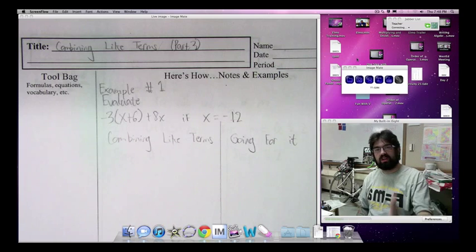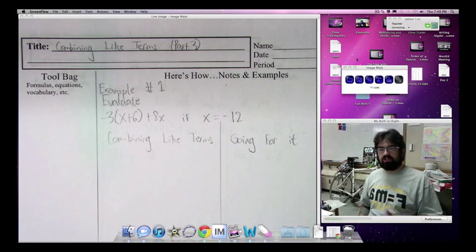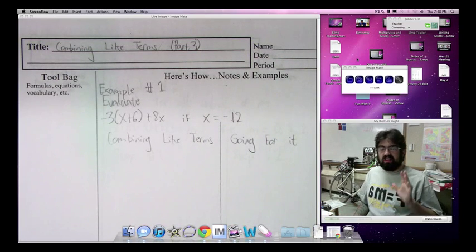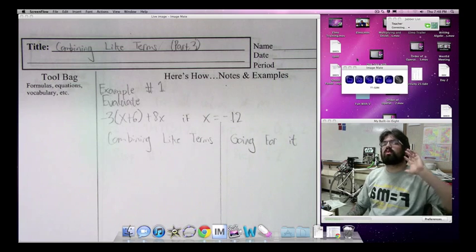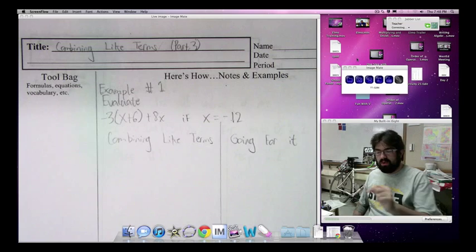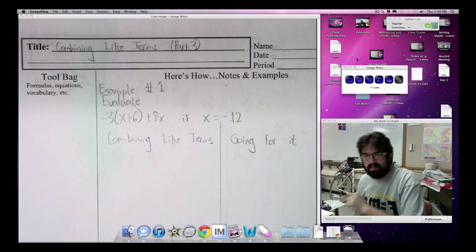Well, when we get into combining like terms with equations, that's another story. But this part right here is great because of what I'm going to show you for example number 1 and 2. When we get to unit 6, we're going to do this so much when we graph. We've got to know how to do this because this is going to speed stuff up.